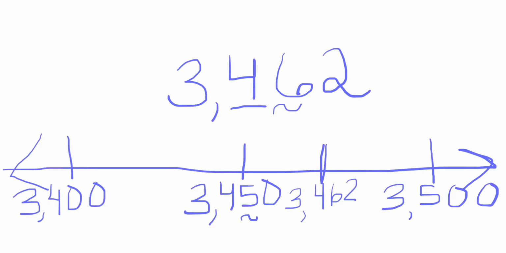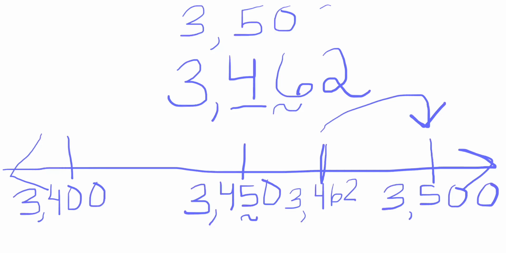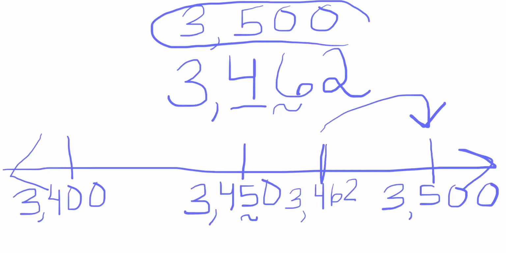Is that number closer to 3,400 or 3,500? Well, you guys can tell it is actually closer to 3,500. So when I round 3,462 to the nearest hundreds place, it is closer to 3,500. And that's our answer, 3,500. Do we remember this now?